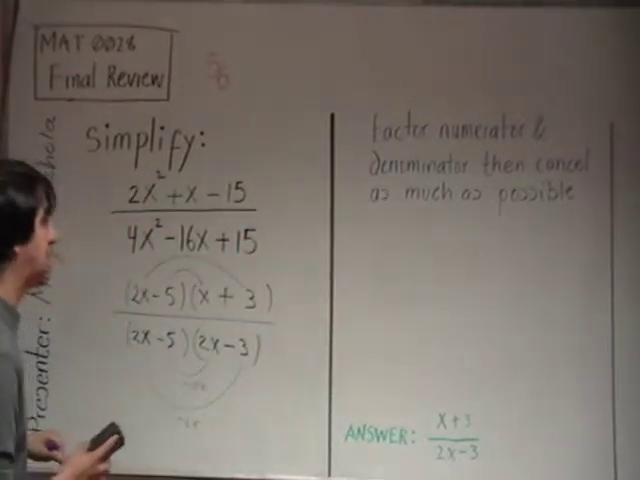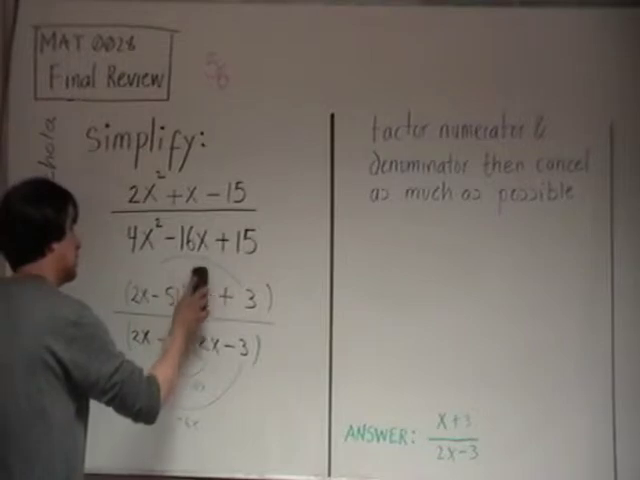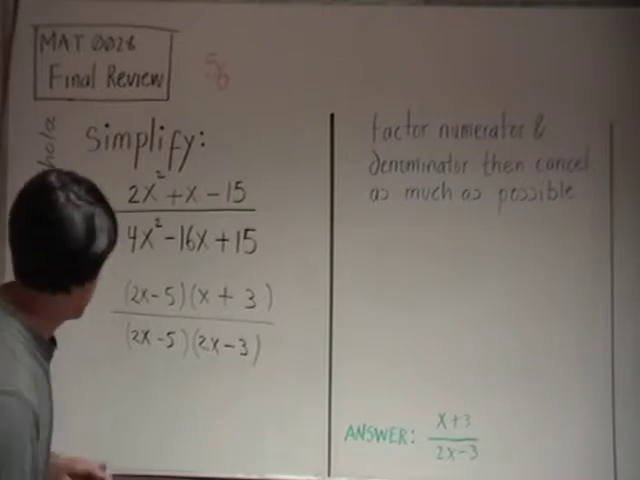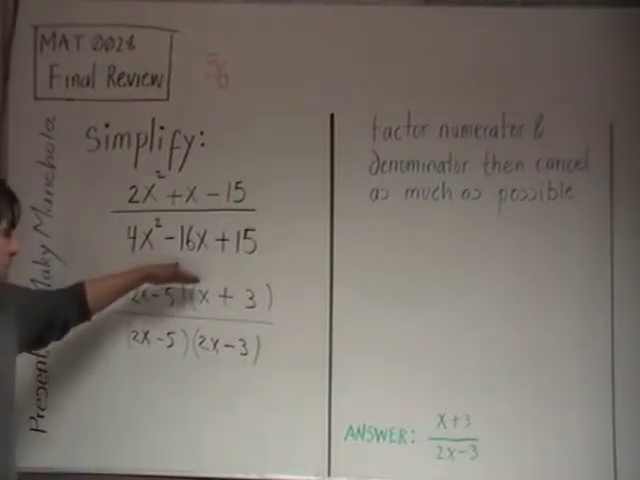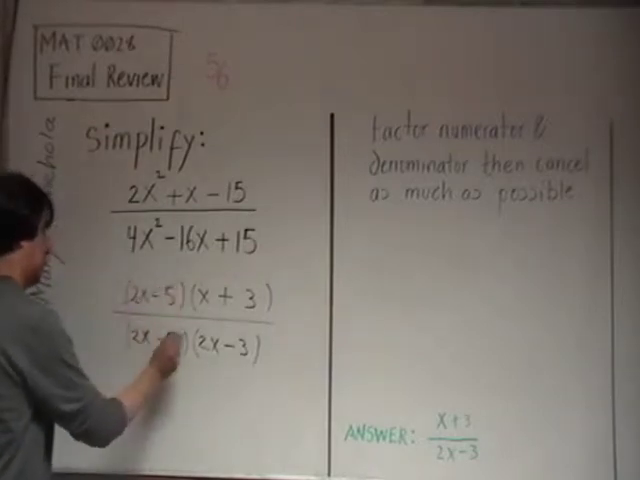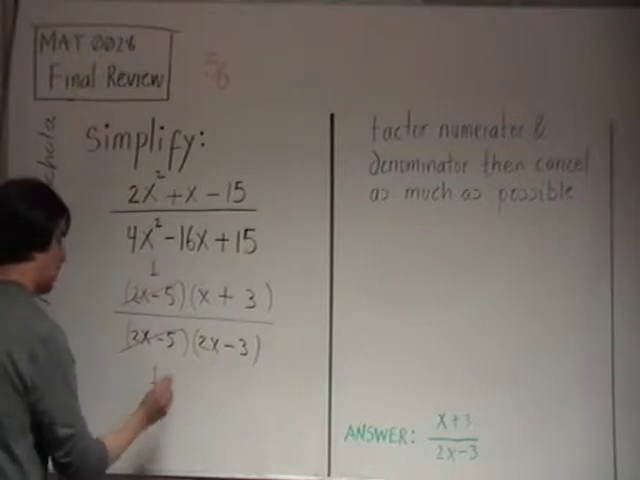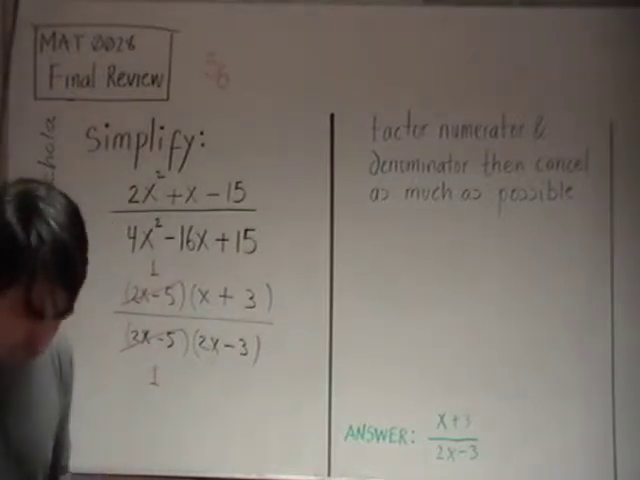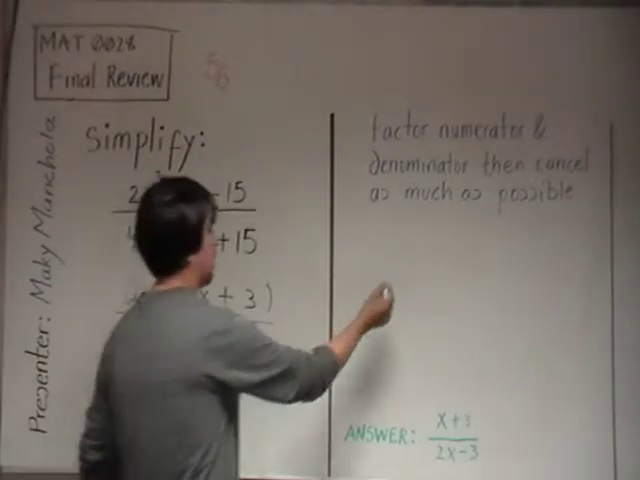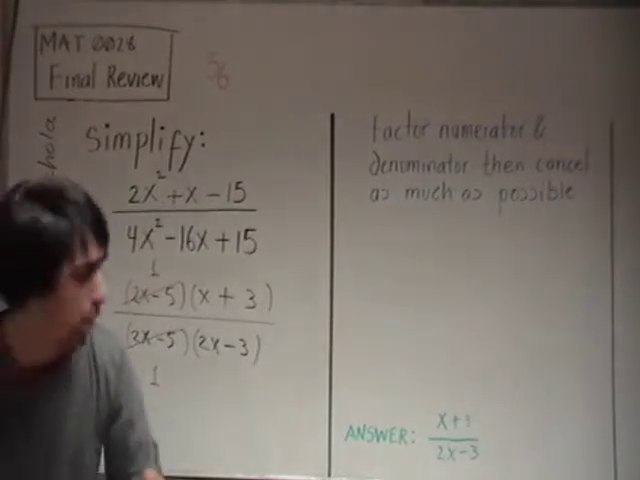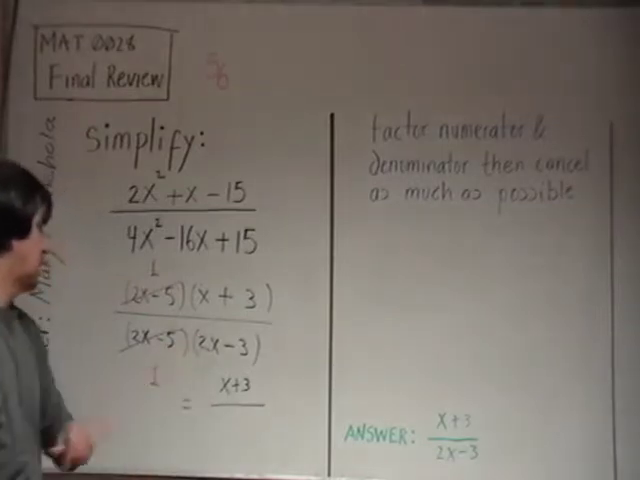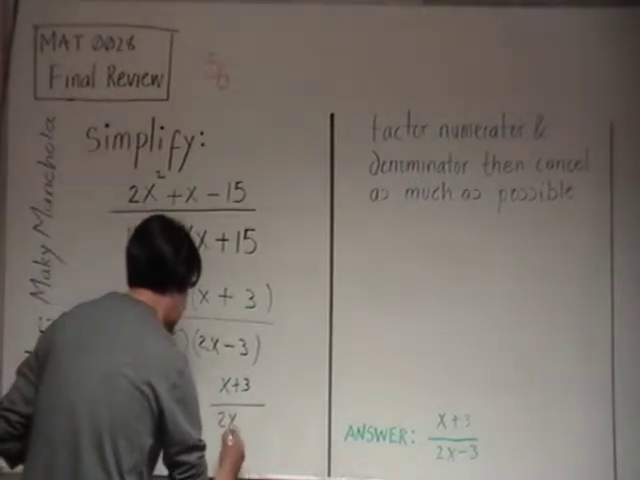What we need to do now is cancel as much as possible. What can we cancel? When we look at the top and the bottom, we see that the 2x minus 5's cancel, and nothing else. So there is our simplified result: 1 times x plus 3, which is simply x plus 3 on top, and 1 times 2x minus 3 on the bottom, which is 2x minus 3.